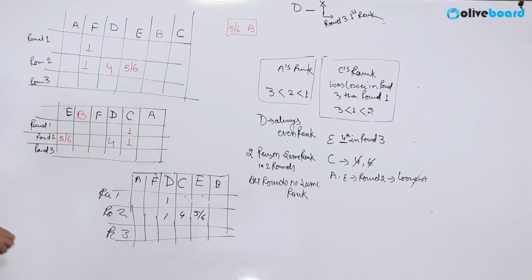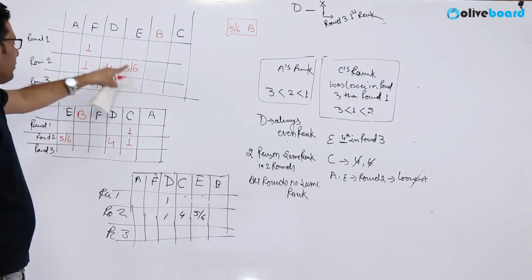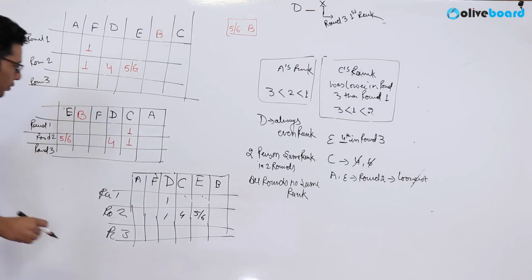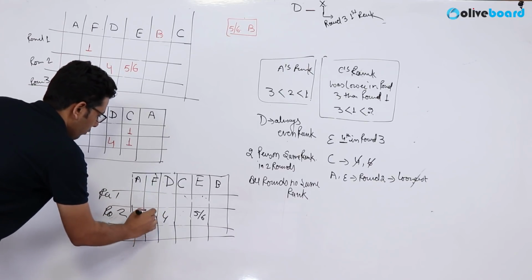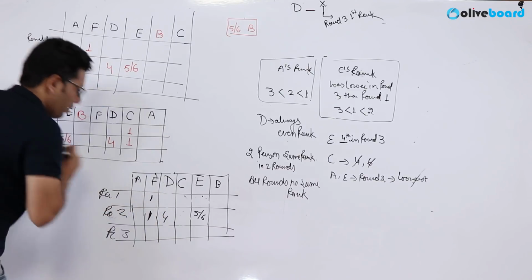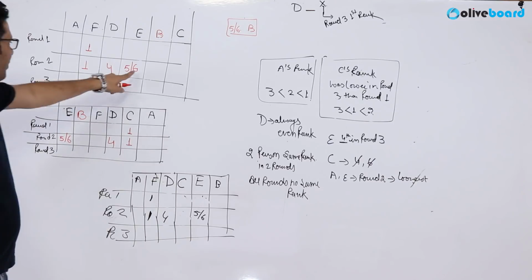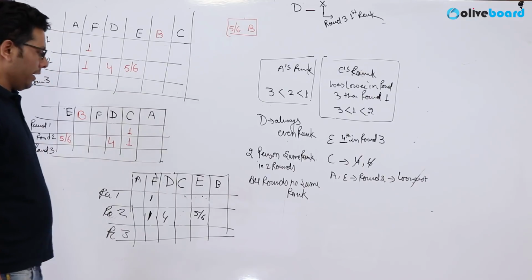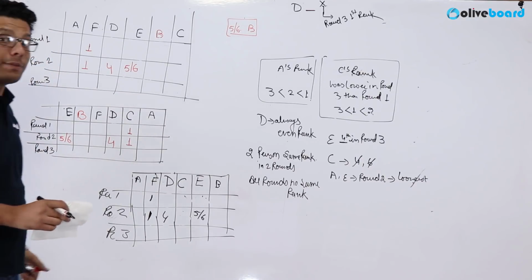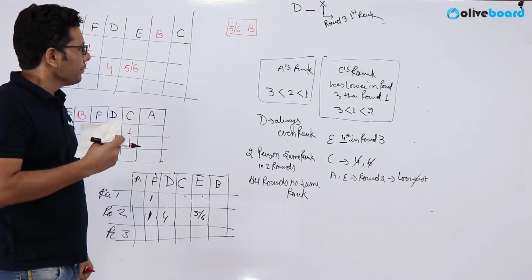I think we have made some mistakes. D's rank was given, so it would be like this. 4, 1 and 1. It was like this, no? If 5, 6 is immediate left, then this would be 4, then 1, 1, and it would be like this. Okay, let's move to the next point.